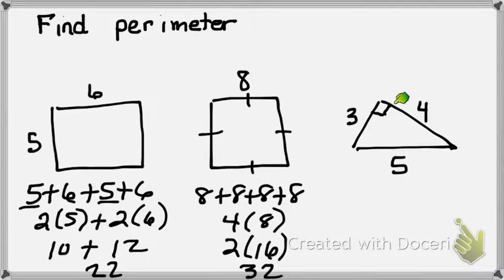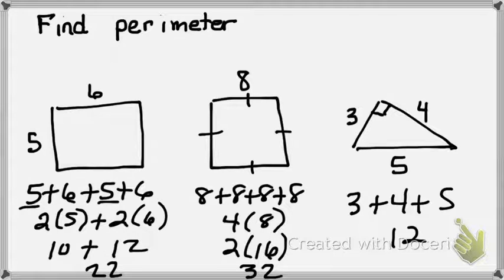All right, and this one's a triangle, and a triangle has 3 sides, the typical 3, 4, 5 triangle that we used when we were doing the Pythagorean theorem. If you add up all of those sides, you'll have 7 plus 5, perimeter is going to be 12. 12 feet, 12 inches, 12 meters, whatever your units are. And so that's a little bit of a review.